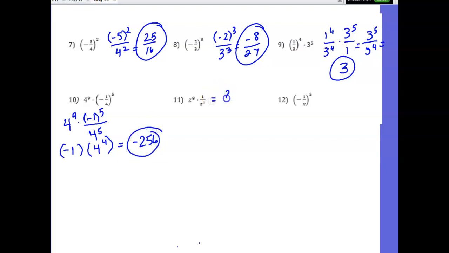Okay, this one would become z to the 8th divided by z to the 7th. We just subtract. 8 minus 7 is going to be 1, so we end up with just z to the first power, or z. Number 12, negative 1 to the 5th power divided by x to the 5th. Evaluate negative 1 to the 5th, which would be negative 1, so we end up with negative 1 over x to the 5th.